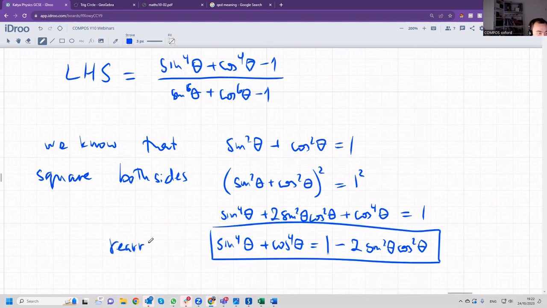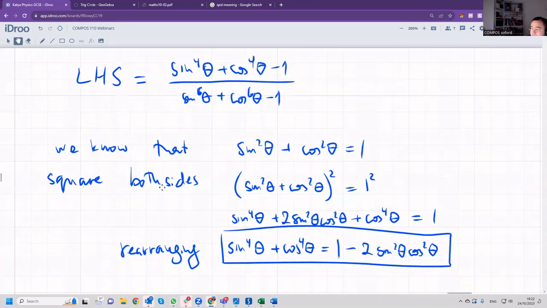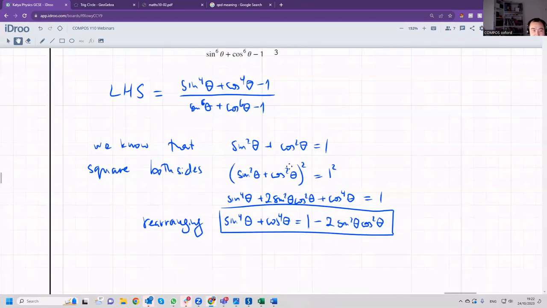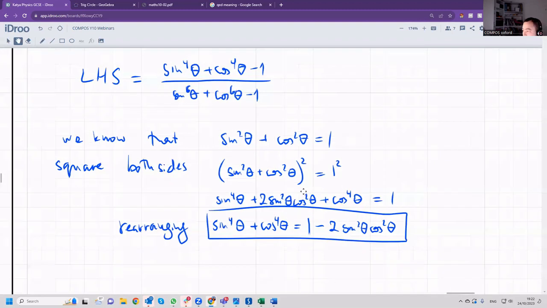Rearranging. All right, does everything make sense so far? What I did, does everyone understand? Is everyone on board with what I just did here?